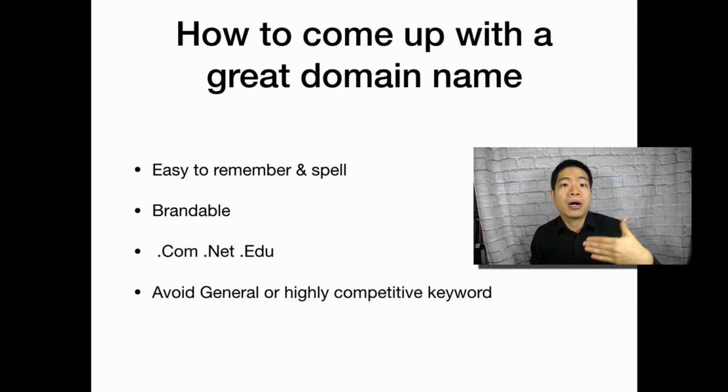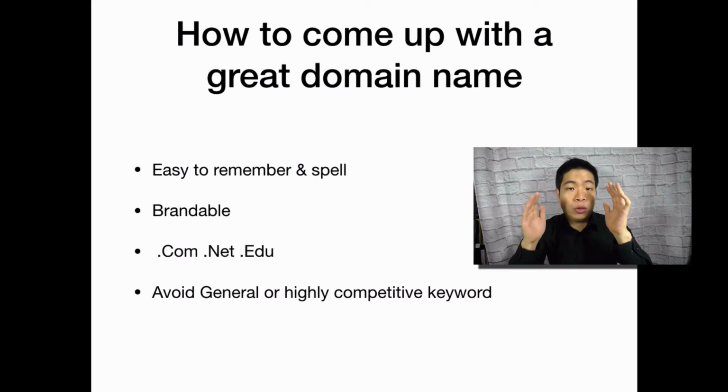And try to register .com, .net, .edu because those are high authority domains. And the fourth one is you have to avoid general keywords or highly competitive keywords. For example, maybe you want to register a domain like howtoloseweight.com. The problem is there are already a lot of websites trying to compete for this keyword. So even though you got howtoloseweight.com, you will still not be able to find yourself on the search result because when people are searching how to lose weight, there are already CNN, Wikipedia, Facebook, YouTube. There are thousands of websites competing for that keyword. So try not to register a general keyword.